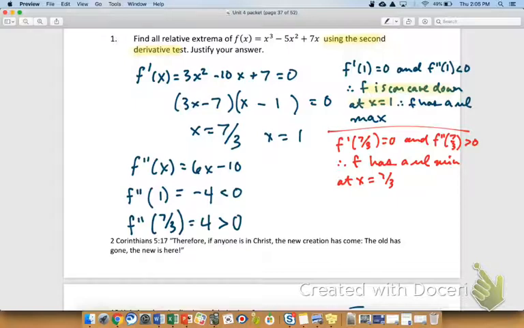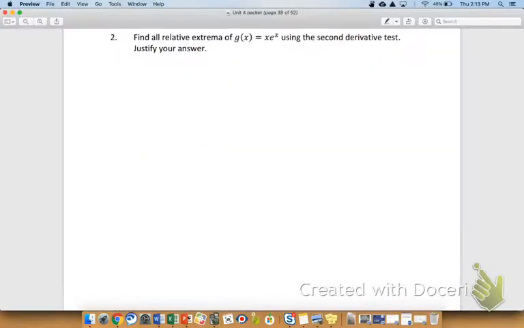This is our final example today. And this says, we good? Okay. So this one says, find all relative extrema of g of x equals x e to the x, using the second derivative test. Please justify the answer. Take a few minutes, see if you can figure out some critical points, a first derivative, a second derivative. Get around to that second derivative test.